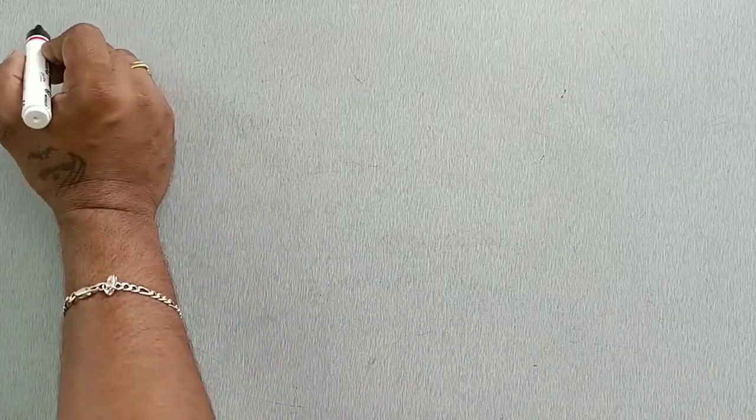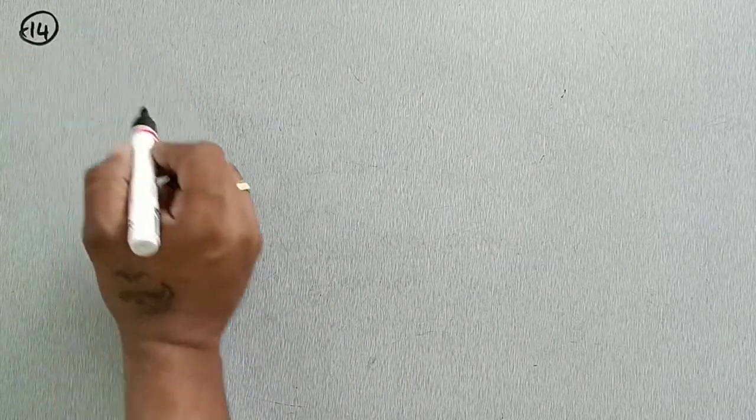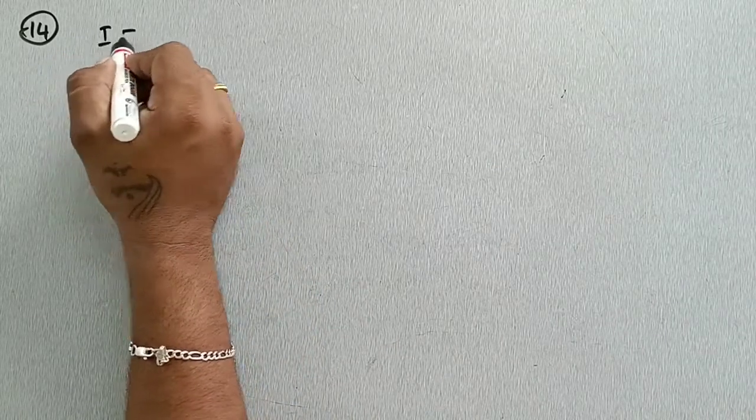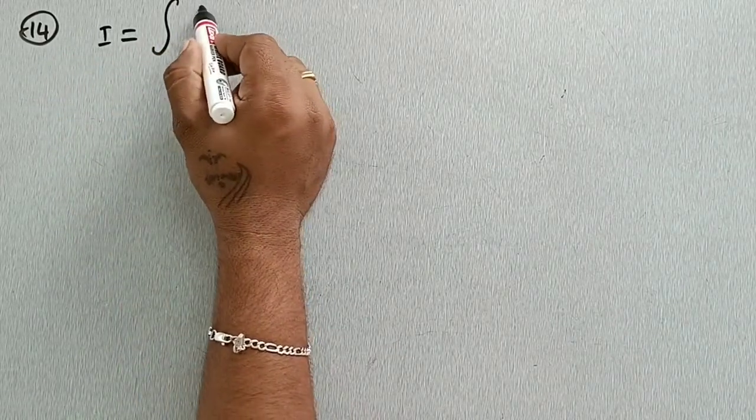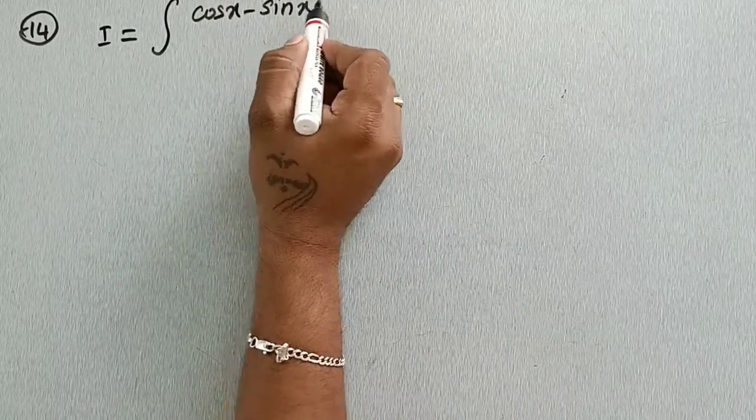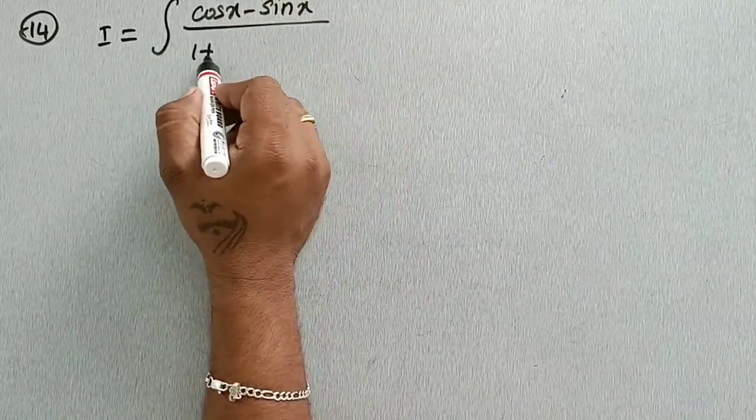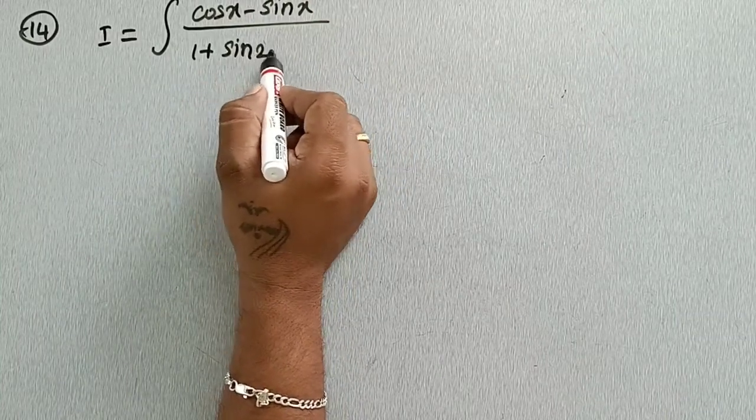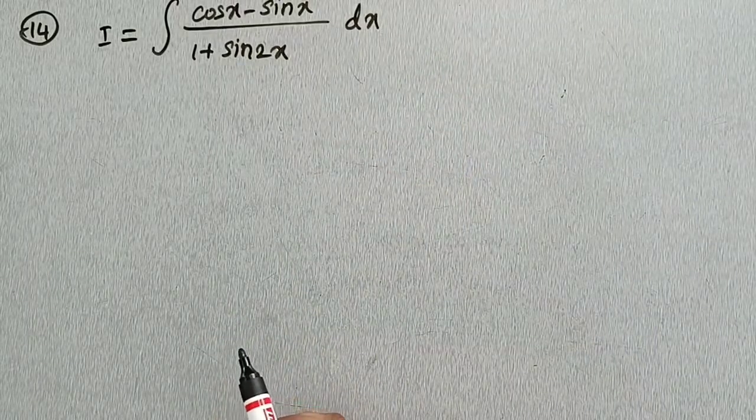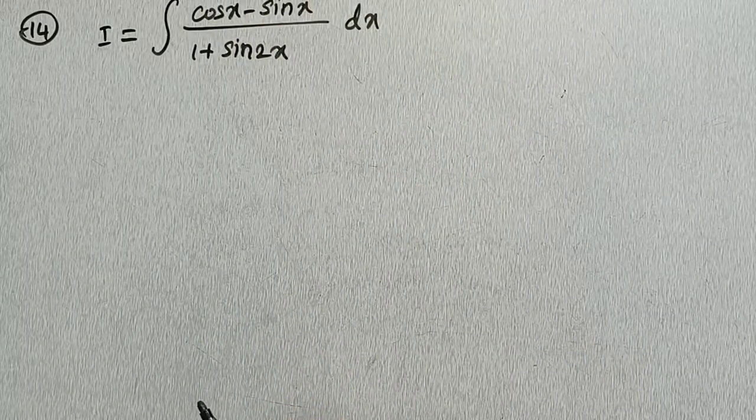Next question, question number 14. So this question is also slightly of this model. So I equals integral, numerator is cos x minus sin x, denominator is 1 plus sin 2x. So we have to use the identity, we will simplify, then finally we will apply the method of substitution.